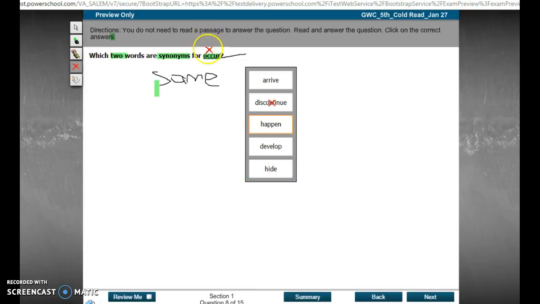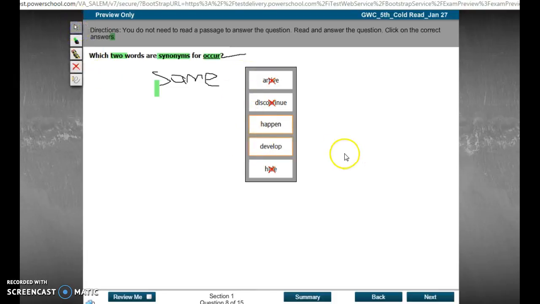Hide. Well, hiding has nothing to do with happening. Getting rid of that one. So we're down to arrive and develop. I think the best strategy is really to try to plug your stem word into a sentence and then see if you can plug the others in and it means the same. So again, my example sentence was, somebody might say, well, what occurred on the football field? Could you say, well, what arrived on the football field? Yeah, you could say it, but does it mean the same thing? No. Okay. What developed on the football field? I think we could use that as a synonym.